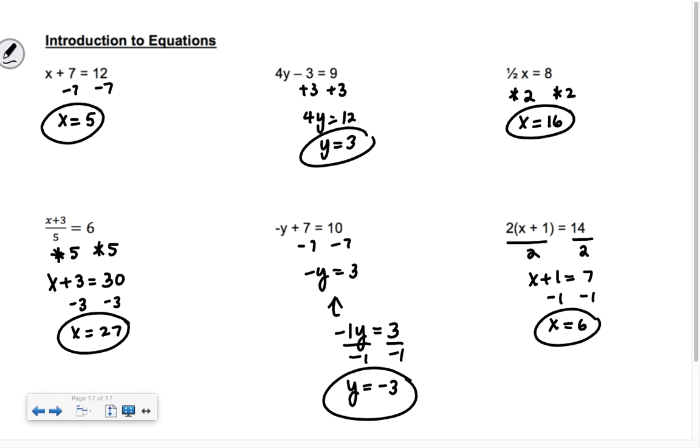Okay? So a lot of these equations, I think a lot of times people will overthink them, right? We're just saying, like, 2 times a number equals something. A number plus 7 equals something.